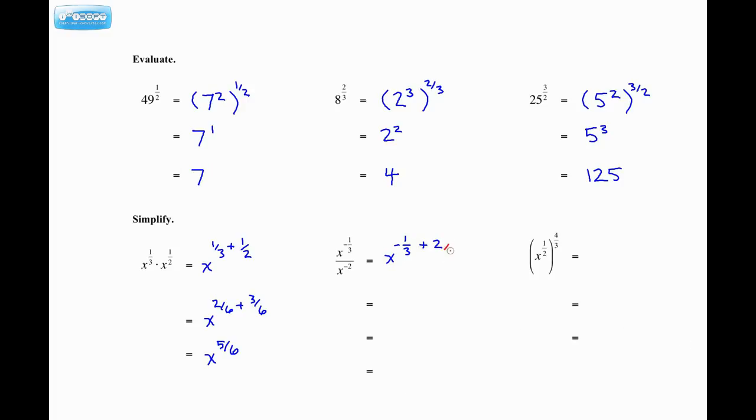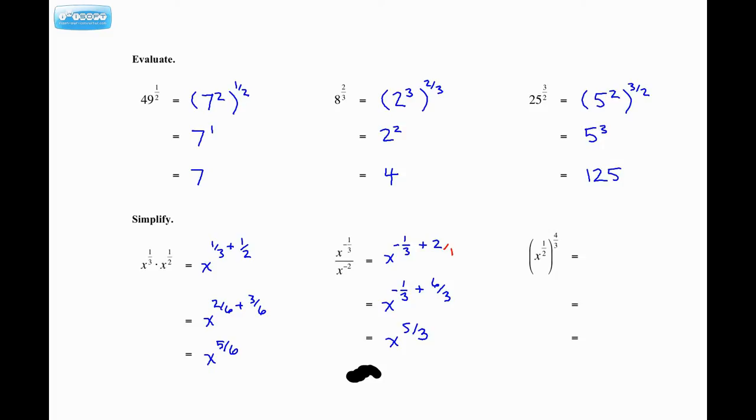Okay, well, I need to find a common denominator here. Remember, there's an invisible 1 here. So the lowest common denominator, of course, is 3. So that would be 6 over 3. All right, so now I can add them together. Okay. Negative 1/3 plus 6/3 is 5/3. Okay, and that's as far as I can go.